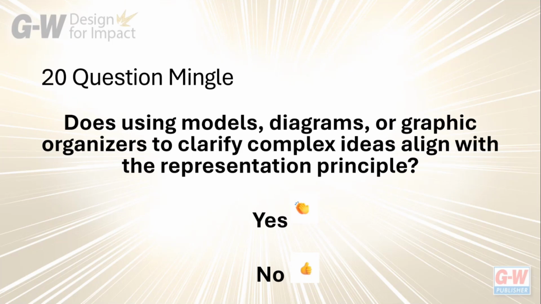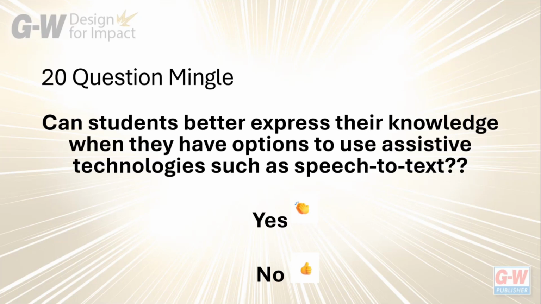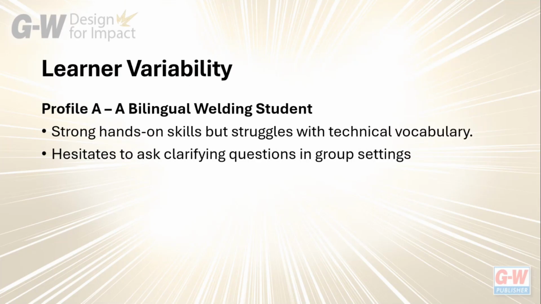Let's go on. Does using models, diagrams, or graphic organizers to clarify complex ideas align with the representation principle of UDL? Applause for yes, thumbs up for no, or maybe, you know. All right, lots of applause. Is scaffolding complex tasks into smaller steps part of supporting multiple means of expression? Yes or no? I'm seeing lots of applause again for yes. All right. Can students better express their knowledge when they have the option to use assistive technologies such as speech to text with some of our e-readers and online books? Okay, once again, I'm seeing lots of yeses. All right. Thank you for that.